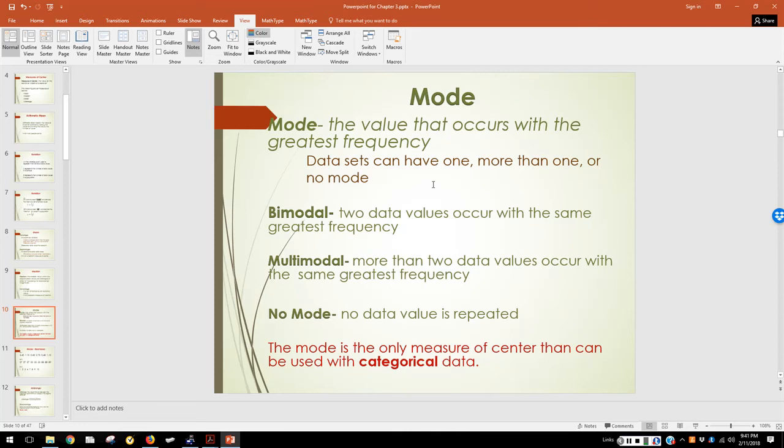Data sets can have more than one mode, or no mode at all. A bimodal data set will have two data values that occur with the exact same greatest frequency. Multimodal means that more than two data values occur with the same greatest frequency. For example, you might have 3 modes or 4 modes or more. No mode means that there are no repeated data values. The mode is the only measure of center that can be used with categorical data.